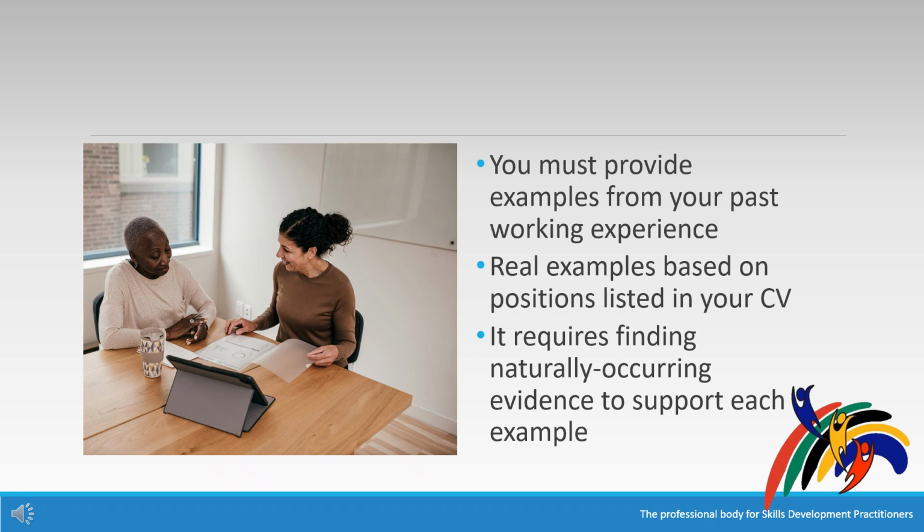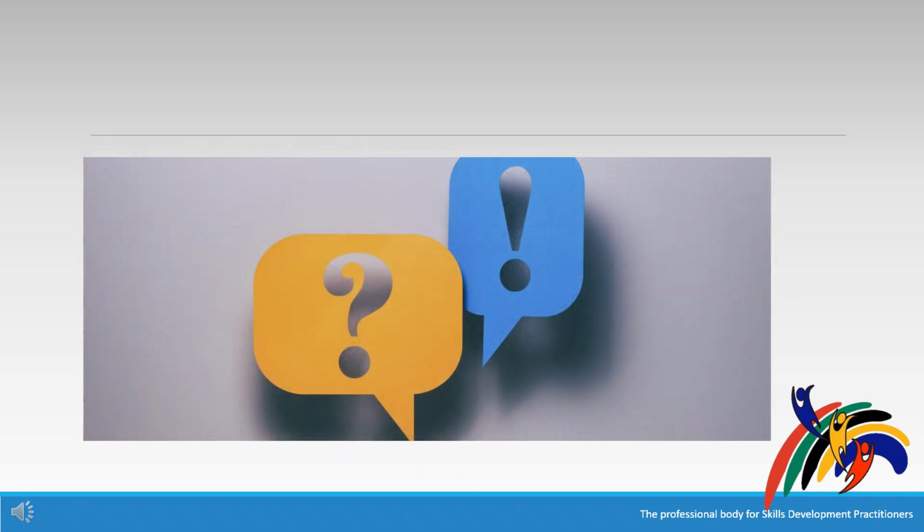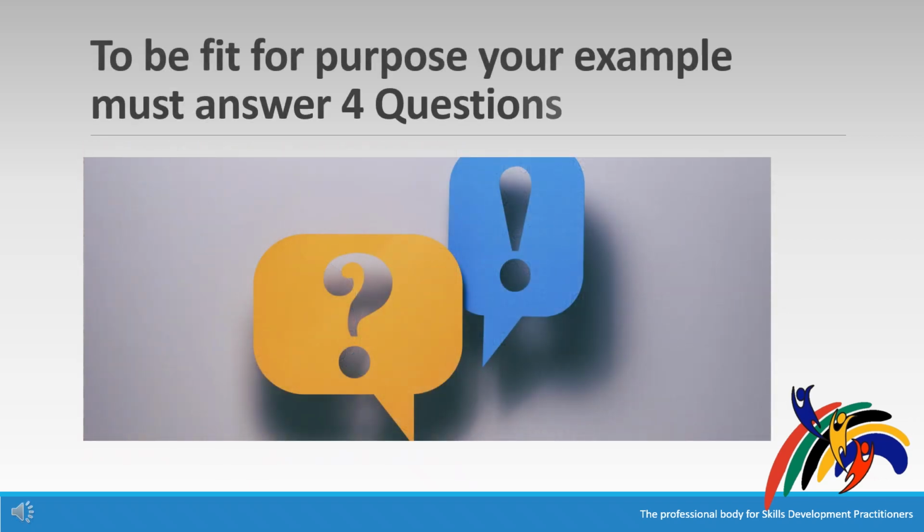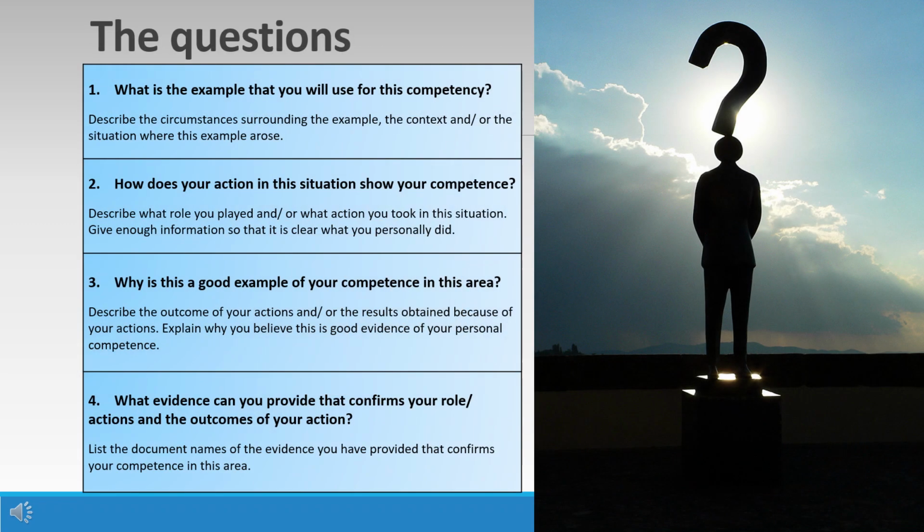And then you need to find evidence to confirm your competence for each example, which means looking for naturally occurring evidence. In reviewing those examples, we're going to ask you to respond to 4 questions. Once you've identified an example that you want to use in your portfolio of evidence, we're going to ask you to give some details about that example. And we give you 4 questions that we want you to use in providing us that information.